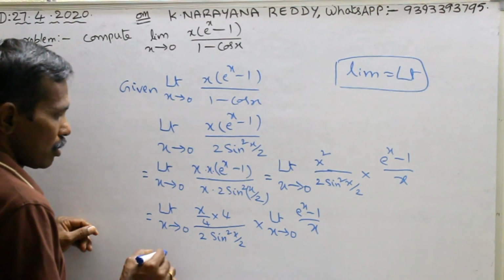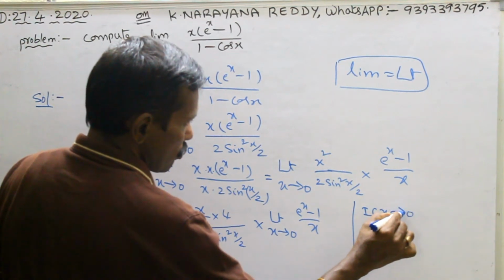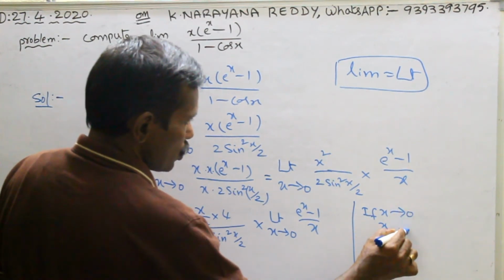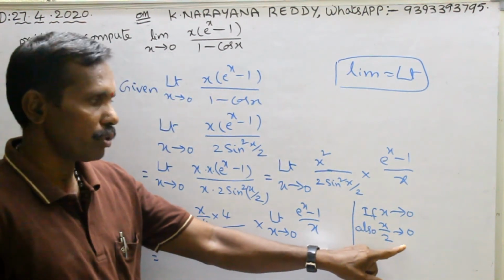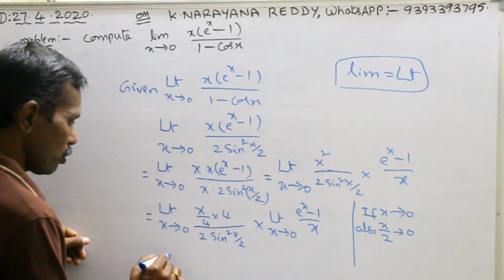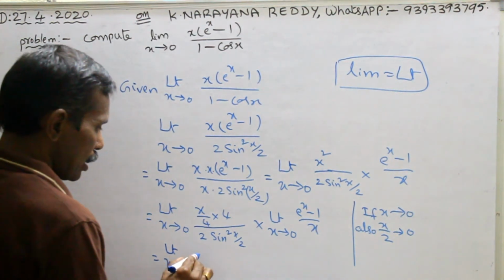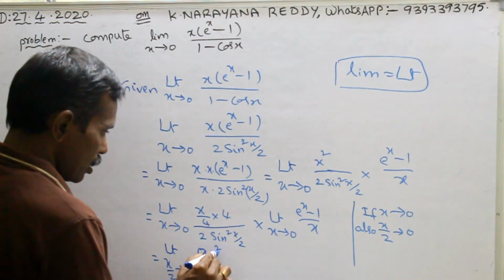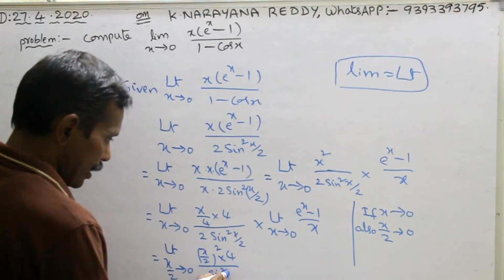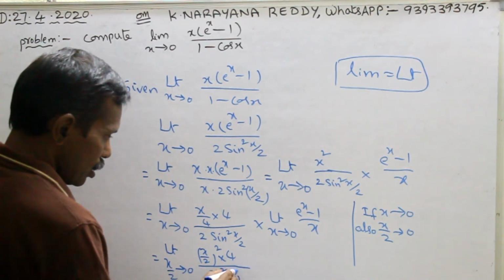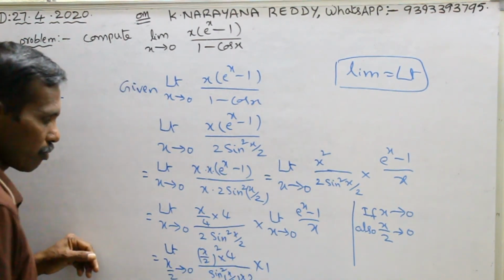Again, one point, observe here: if x tends to 0, x by 2 also tends to 0. Why? Because 0 by 2 is nothing but 0. Limit x by 2 tends to 0, x by 2 whole square into 4 by sin square x by 2 into 2, that is 1, equals 1.